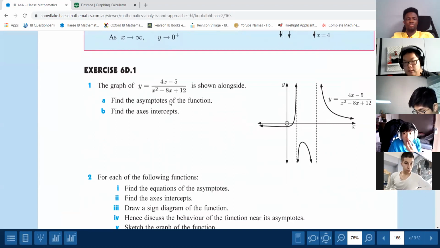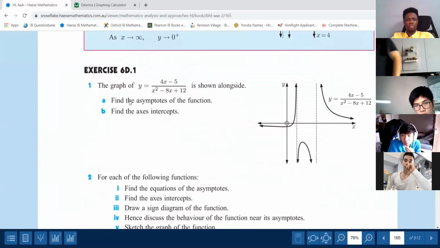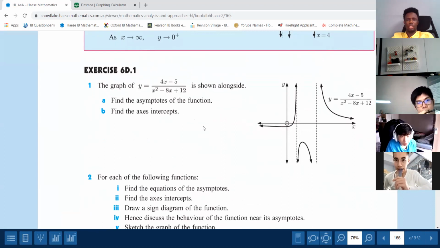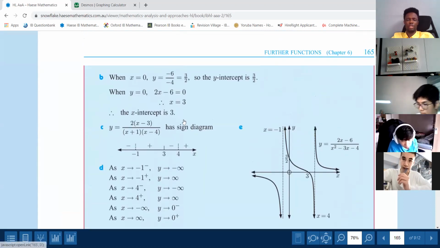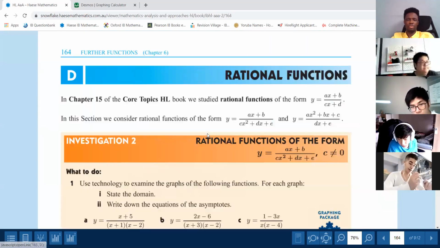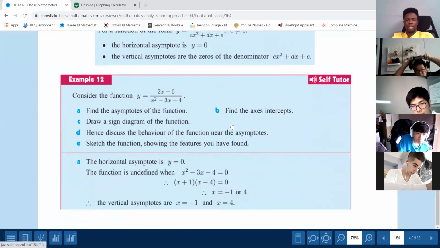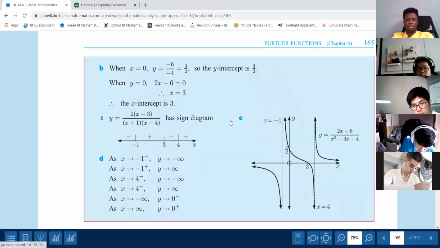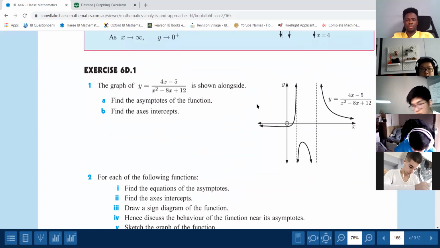So here is one. This graph is shown already. Find the asymptote and find the axis intercept. I want you to do that in your book and let me have it. Leave a space for the example, because I want you to copy the example. This is the example, so leave enough space, please. Then I want you to do this question 1 and send it to me on WeChat. You have 5 minutes max.